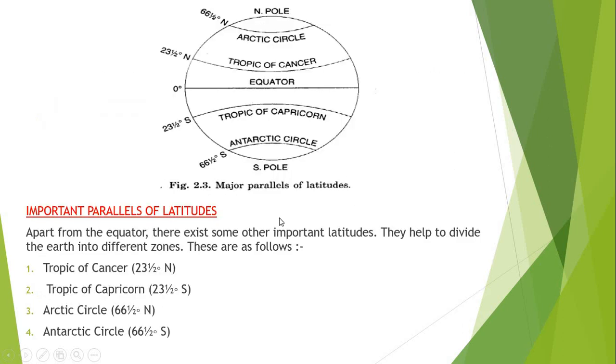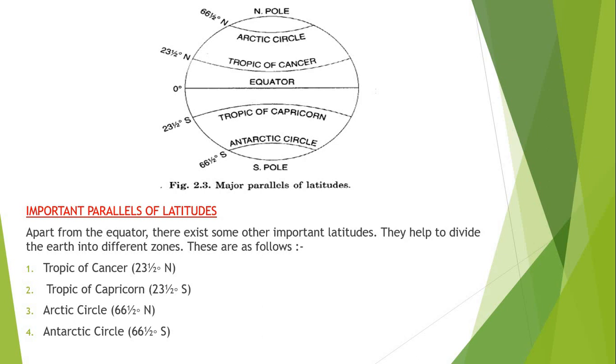Here in this slide you can see important parallels of latitudes. Equator is one of the most important latitudes. There are other important parallels of latitude. As you can see in the image, Tropic of Cancer, that is in the northern hemisphere, the degree is 23.5 degrees north. The Arctic Circle, 66.5 degrees north. And the North Pole.